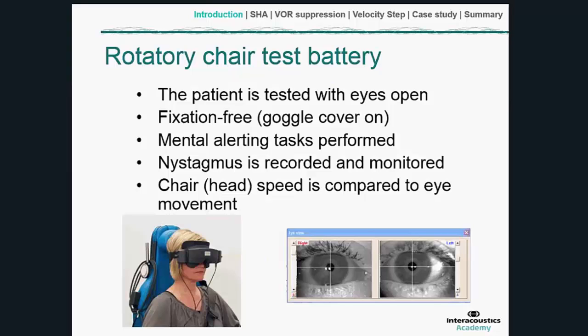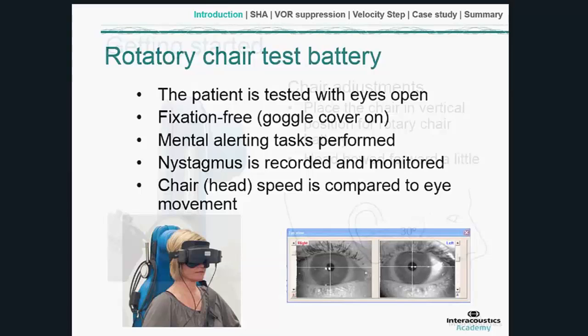This is to prevent any kind of top-down suppression of the vestibulo-ocular reflex. We simply record the resulting pattern of eye movements, which is known as nystagmus, which I'll touch on in a few moments. The speed of the eye movement is then compared with the speed of the head movement. We assume that the head and the chair are moving together, so we measure the head movement simply by measuring the speed of the chair movement.